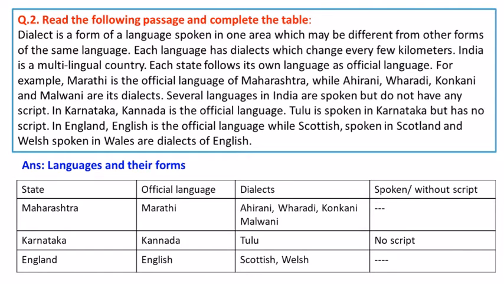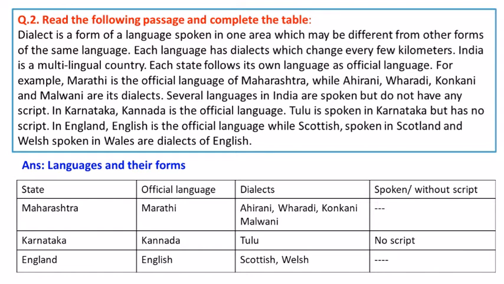So first we have to find out which are the official languages, which states are mentioned there, which dialects are there, and which languages don't have a script. In the answer you will find how we have made a table, a table of the given information. So in this way you can make a non-verbal form of verbal information. State Maharashtra, official language Marathi, dialects Ahirani, Varhadi, Konkani and Malwani.